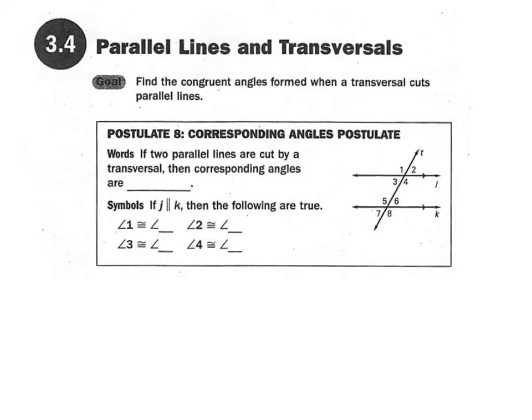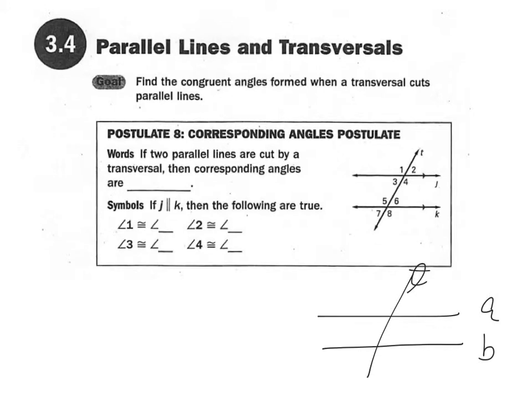In this video, we're going to learn how to find congruent angles formed when a transversal cuts parallel lines. Notice that there are a couple of important concepts as we talked about in the previous unit. First of all, I have a pair of parallel lines, let's call them A and B. And then I have a transversal, and that's T.